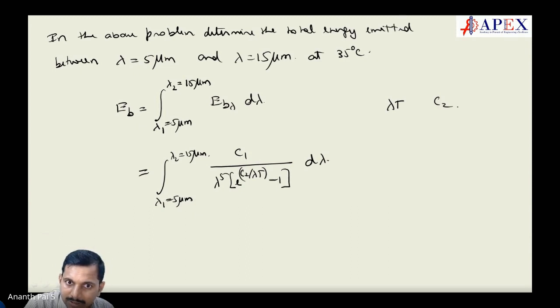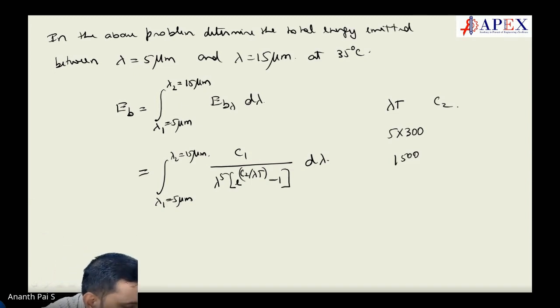Lambda T is 5 into 300, what is 5 into 300? 1500, right? And what is C2? C2 is given as 1.4388 into 10 power minus 2, it's almost comparable, is it not? No, you cannot.